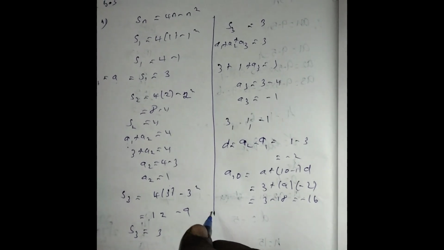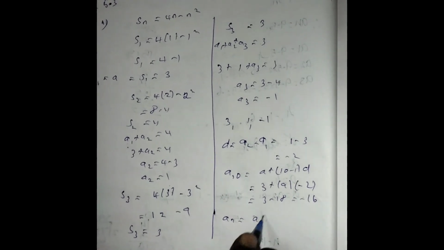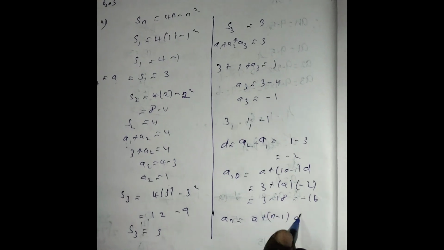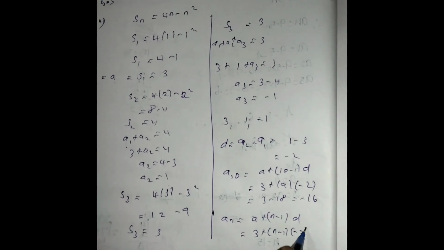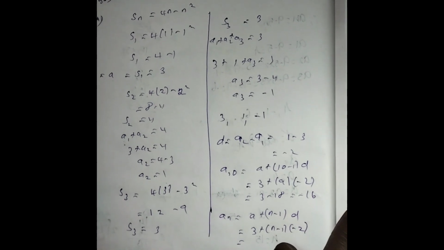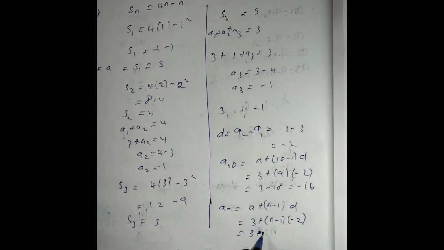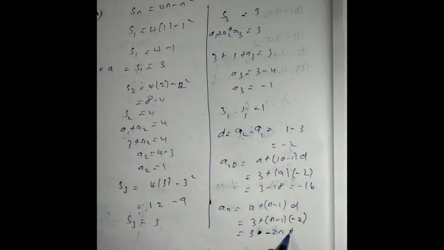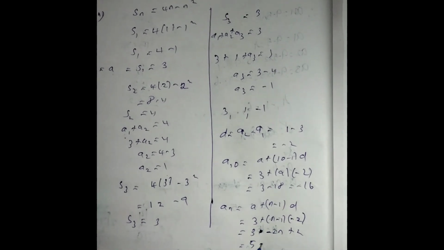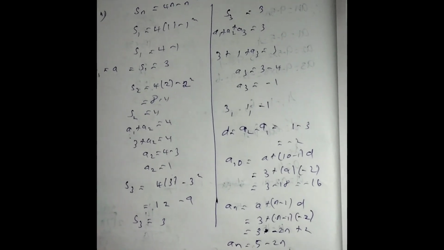Then they asked to find An also. So An equals A plus n minus 1 into D. So the A value is 3, plus n minus 1 into minus 2. When you multiply, 3 plus n into minus 2 becomes minus 2n, minus 1 into minus 2 becomes plus 2, then it becomes 5 minus 2n. This is An. So An equals 5 minus 2n.